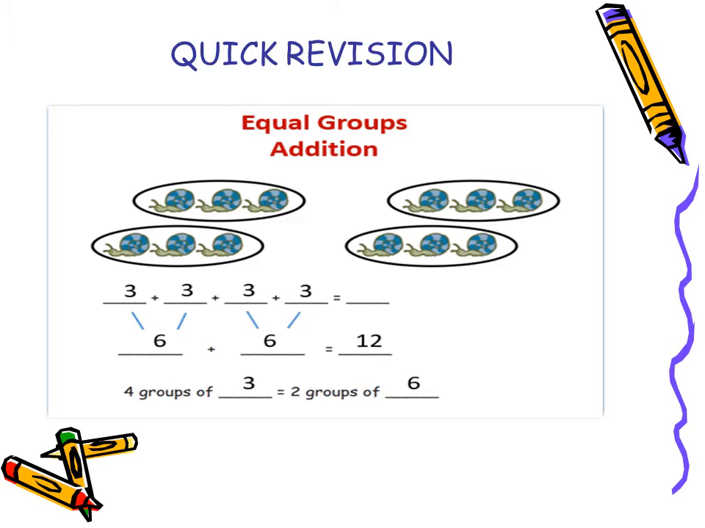Also, to shorten it, we can just add the first 2 numbers, which sum out as 6. Then the third and fourth numbers will result as 6 again. So the sum will come out as 12. So the answer for this example of group addition of snails is 12. 4 groups of 3 equals 2 groups of 6. They both are equal.